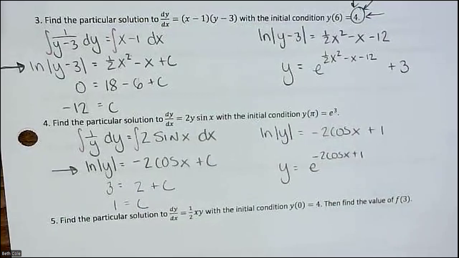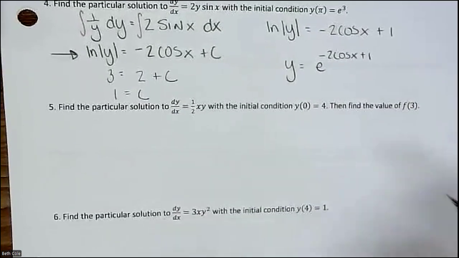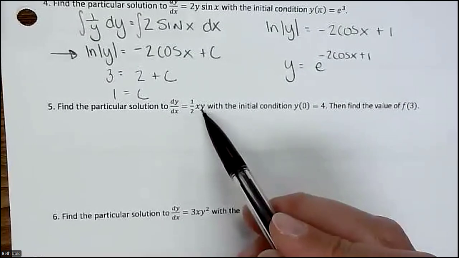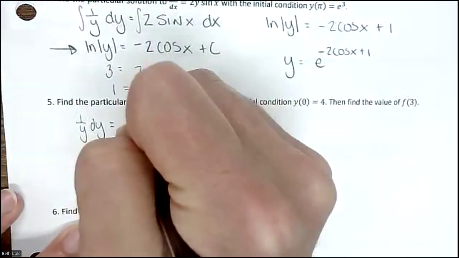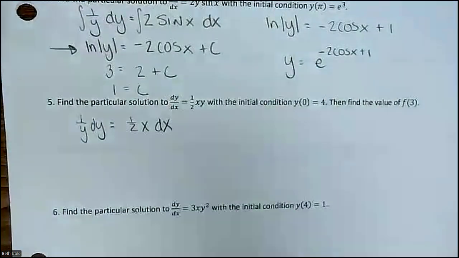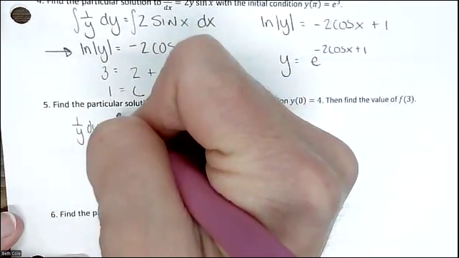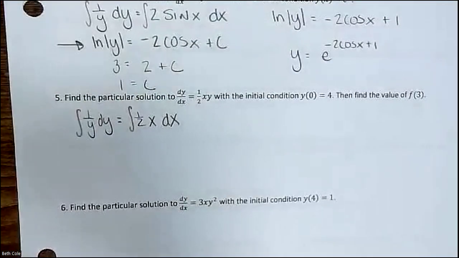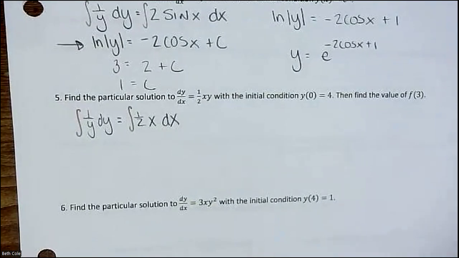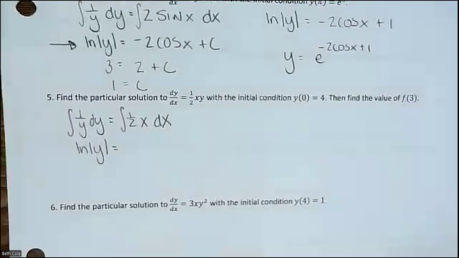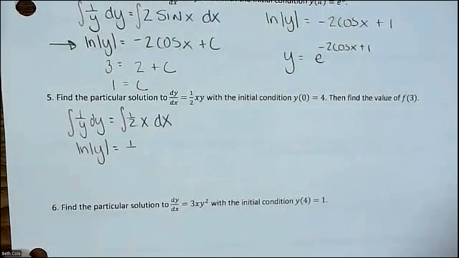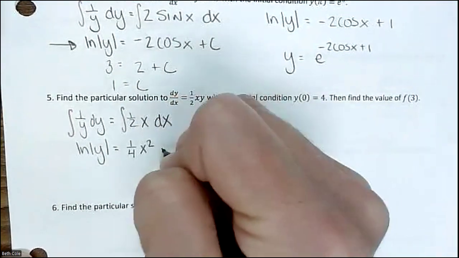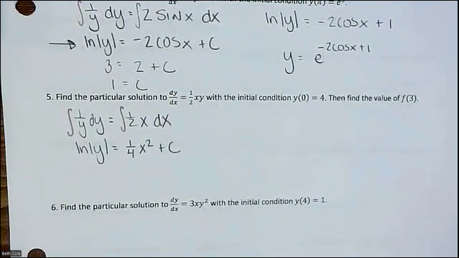All right, how would you separate the variables for number 5? Yep, divide by y, and then multiply dx. Are you seeing that they like ln? I'm modeling this after what I found on AP Classroom, and a ton of them were like that. So it's going to be ln y equals, all right, antiderivative for 1/2 x. Good, 1/4 x squared plus c.